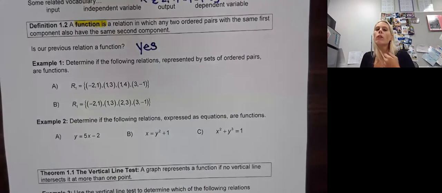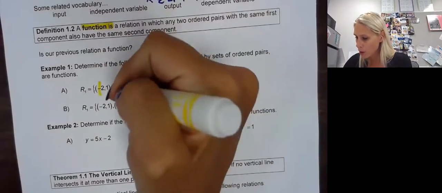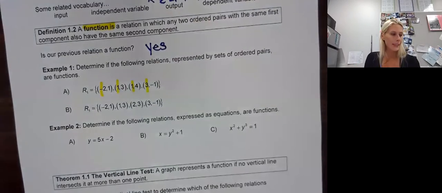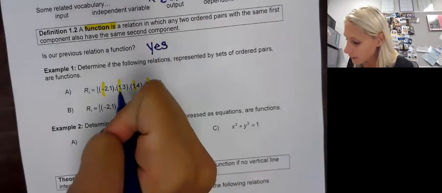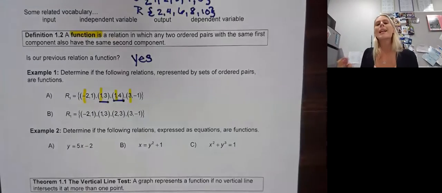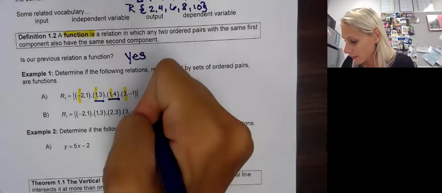Determine if the following relations represented by a set of ordered pairs are functions. Okay, so here's the first thing I'm going to do. I'm going to look at my x's. Okay, so I see my x's. I have -2, 1, 1, and 3. So right away, I see that the ones repeat. Because they have different y's, that means that this is not a function.